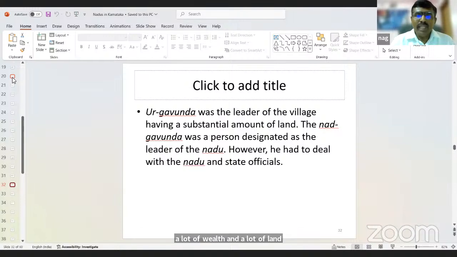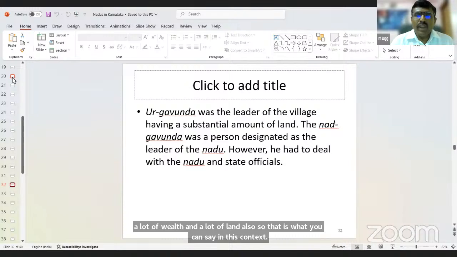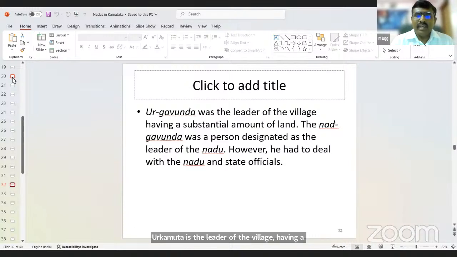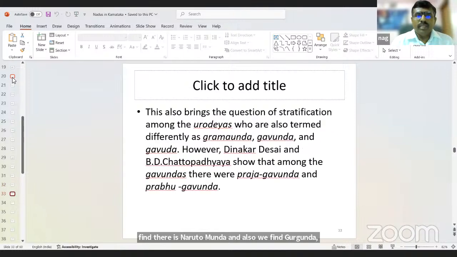Urgamunda is the leader of the village, having a substantial amount of land. Nadgamunda was a person designated as the leader of the Nadu. So we find the Urgamunda is there, Nadgamunda is there. Urgamunda is the leader of the village. Nadgamunda is the person who is to lead the Nadu. So he is the leader of the Nadu, we can say. But we find that he had to deal with the Nadu and the state officials. So in the context of Karnataka, there is Nadgamunda, and also Urgamunda. So various connotations, various meanings of these particular terms have been tried to be explained here.